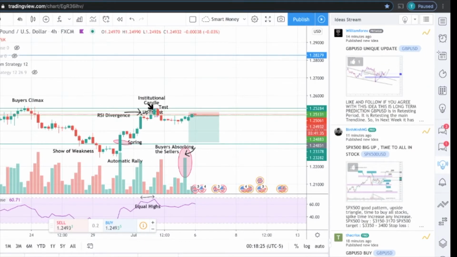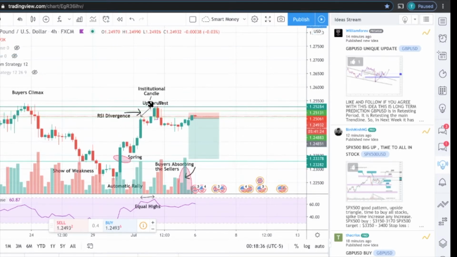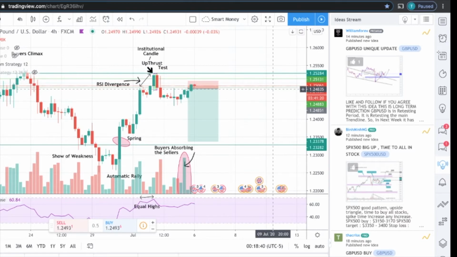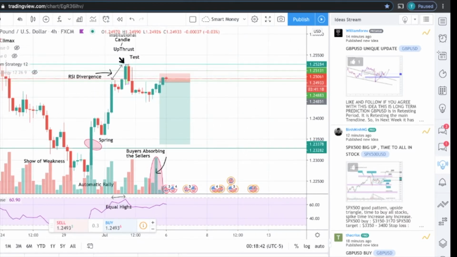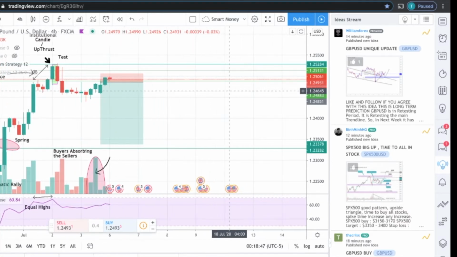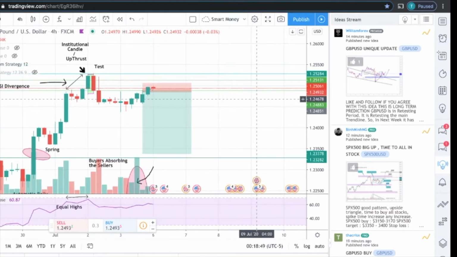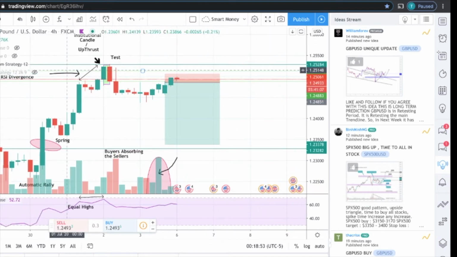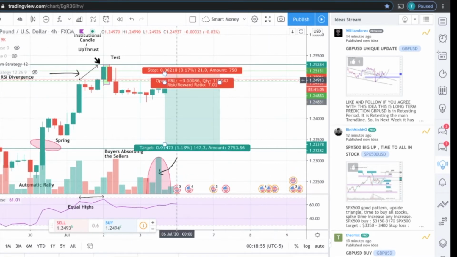All right, so here I'm on the 4 hour. As you can see, it's backed up into the red zone here. It hasn't hit my stop loss yet, luckily, but it has backed up a little bit further into the zone than I wanted it to, and I think I may have found some reasons why.